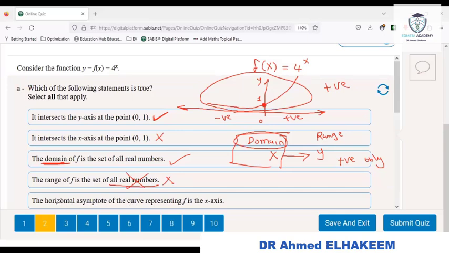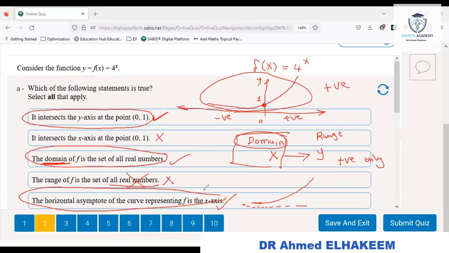The horizontal asymptote to the graph representing f is the x-axis. What is meant by horizontal asymptote? A horizontal asymptote is a line that the curve gets near to. Yes, the x-axis is considered to be a horizontal asymptote. So the right answer here is that one, and this one, and the final one is that one.